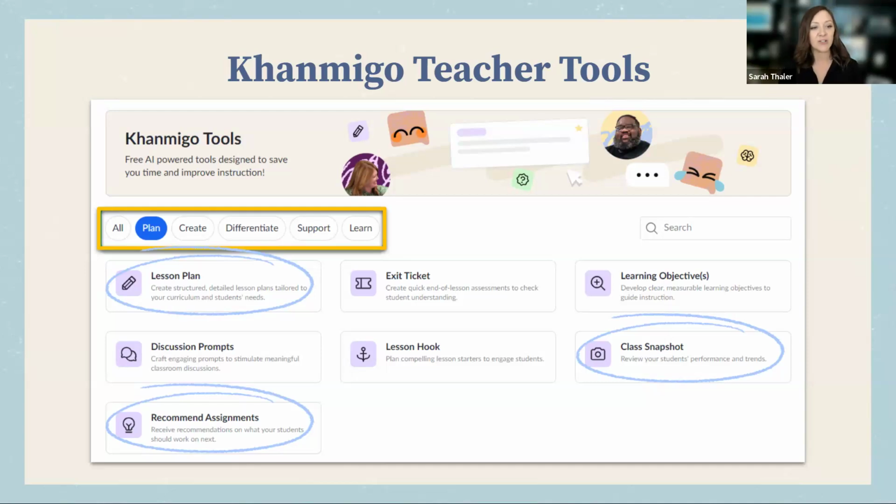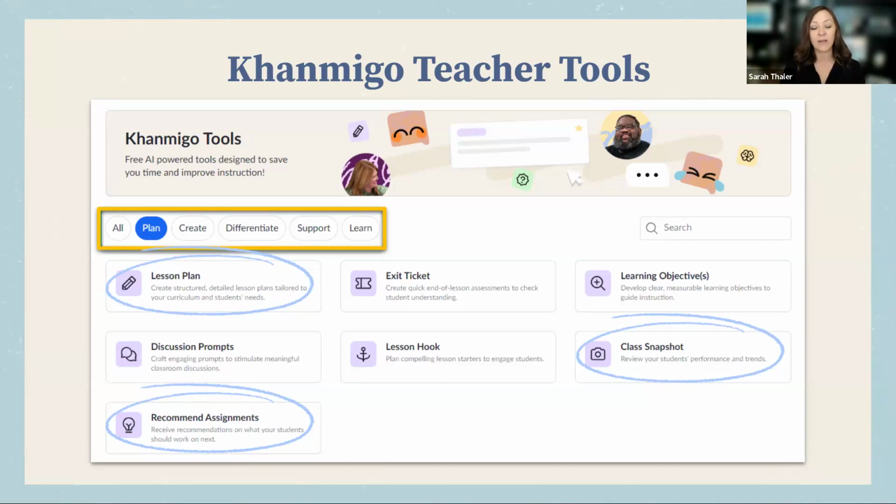So those lesson plans are going to give teachers a really great idea on how to engage students within the SAT prep course. The class snapshot is very powerful. It gives teachers a 7-day overview of what students have been doing within the SAT prep course, how many skills they've leveled up. So it's just a quick little snapshot.